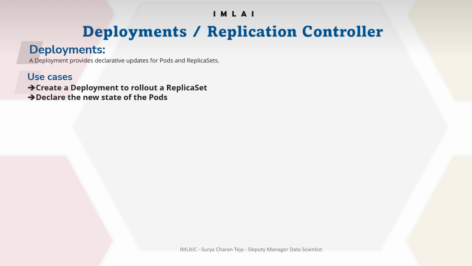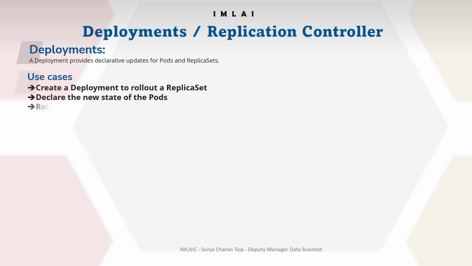The second use case is declare the new state of the pods by updating the pod template spec of the deployment. A new replica set is created and the deployment manages moving the pods from the old replica set to the new one at a controlled rate. Each new replica set updates the revision of the deployment. Each use case we are going to demonstrate here.